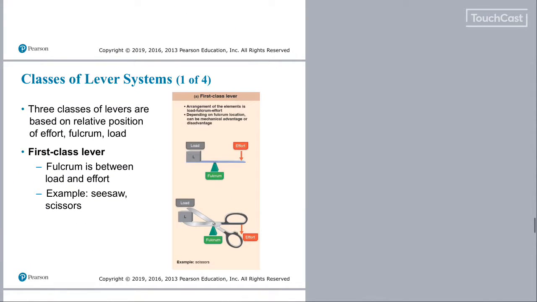Depending on the relative position of our three elements, the effort, fulcrum, and load, a lever belongs in one of three classes. In a first-class lever, the fulcrum is in between the effort and the load. As you can see, a seesaw is an obvious example, but another example would be a pair of scissors. The hinge of the scissors, or fulcrum, is directly in between the handles and the blades. Now, as we learned in the previous slide, the position of the fulcrum, whether it is closer to the effort or to the load, will affect its mechanical advantage or disadvantage.